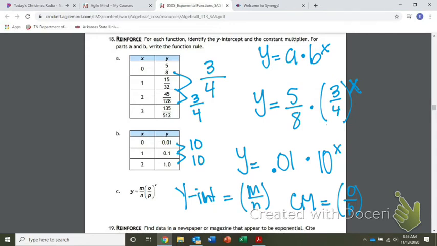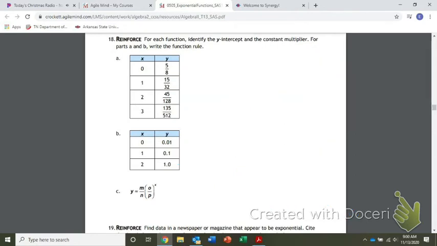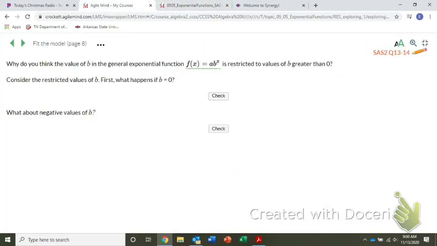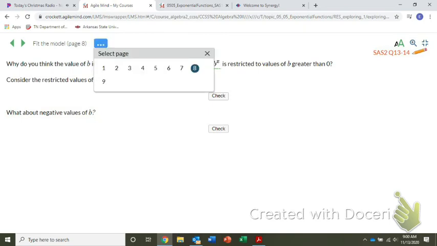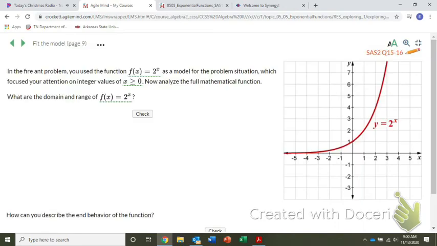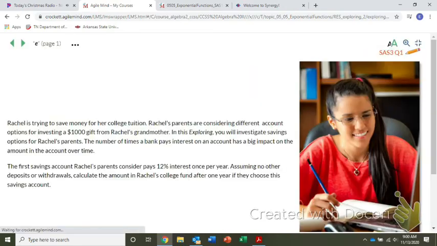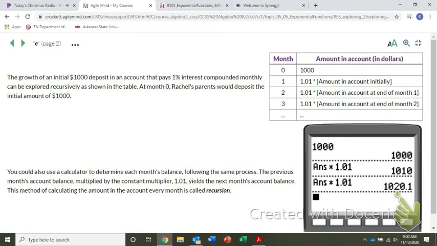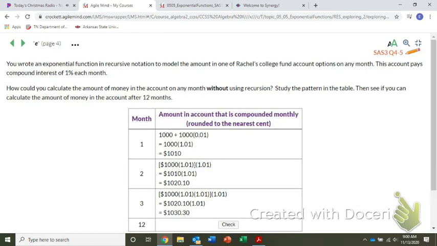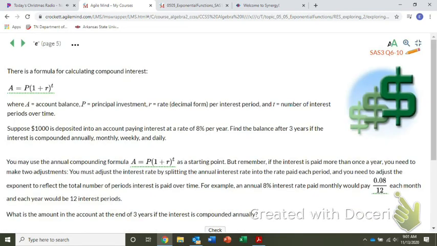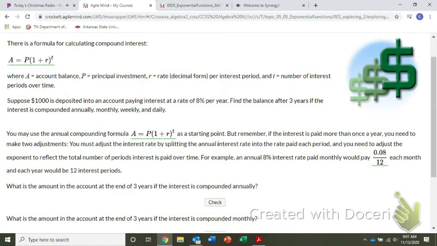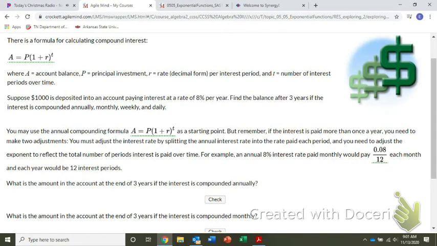All right. Next, this is my favorite stuff right here. Page 350. Number 6. We are talking about compound interest.